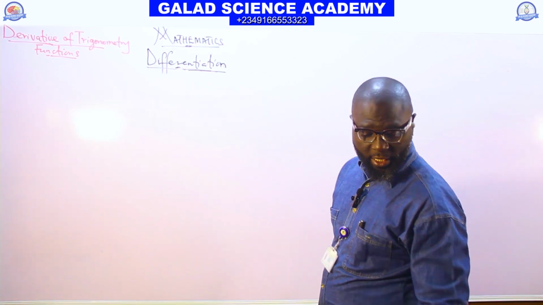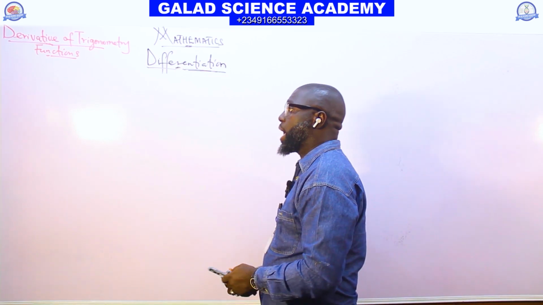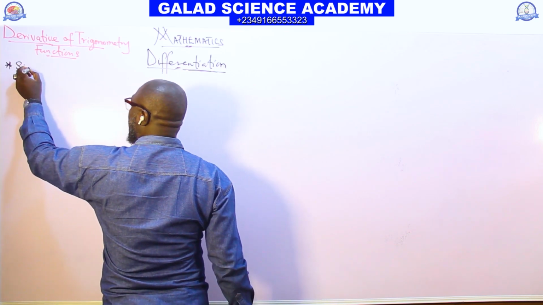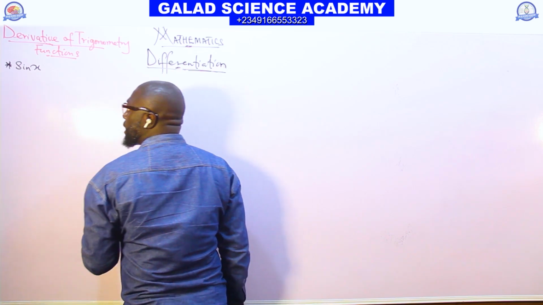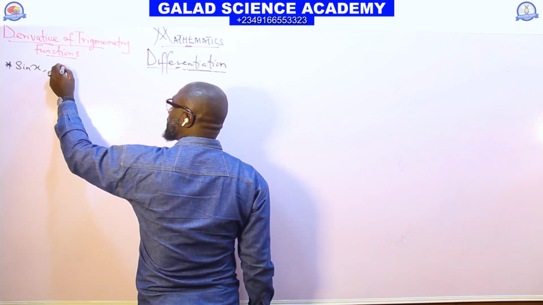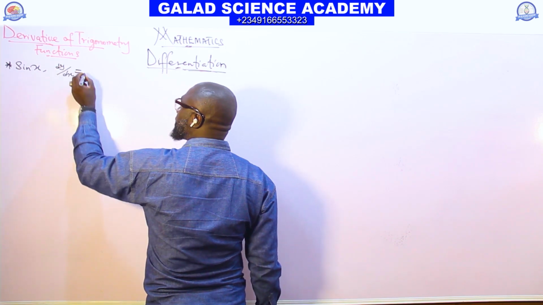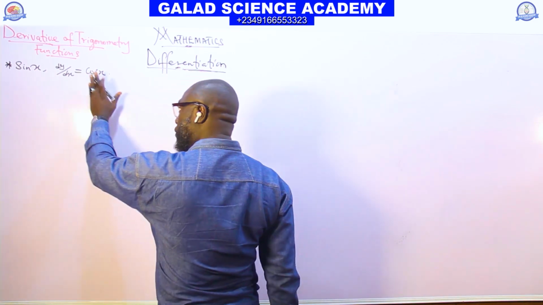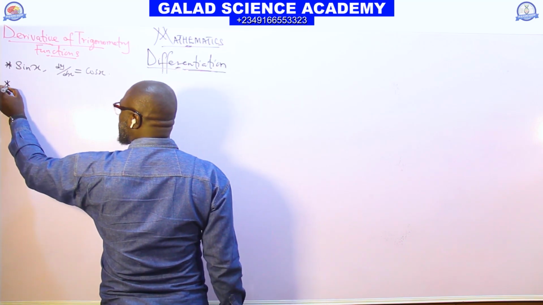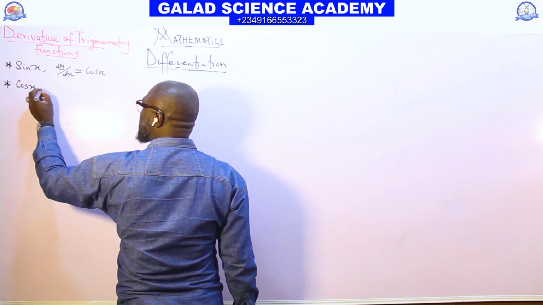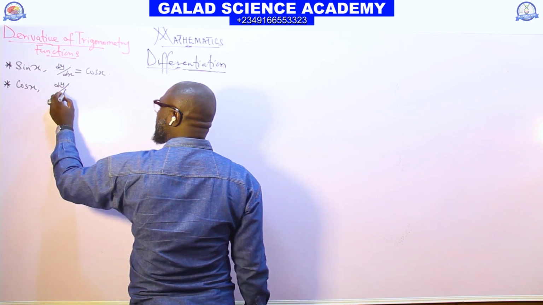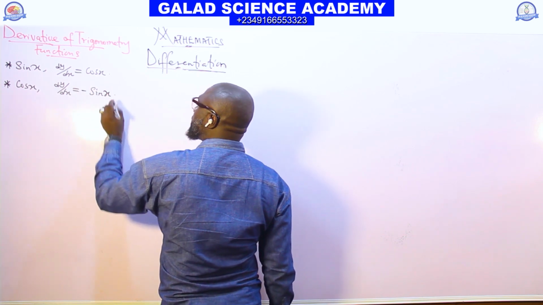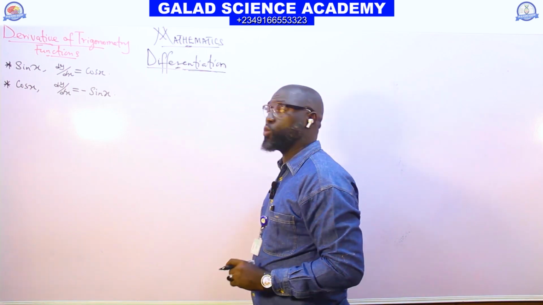Don't forget that we have done the derivative of sine x, and we agree that dy/dx for sine x is cos x. By using first principle, we proved this, and we also moved to cos x. We said dy/dx for cos x is minus sine x. We have done it too.